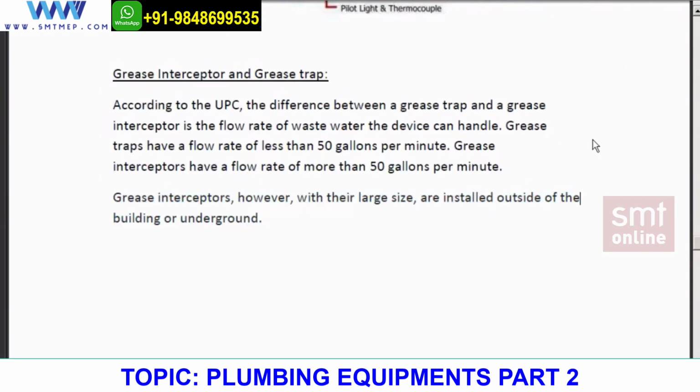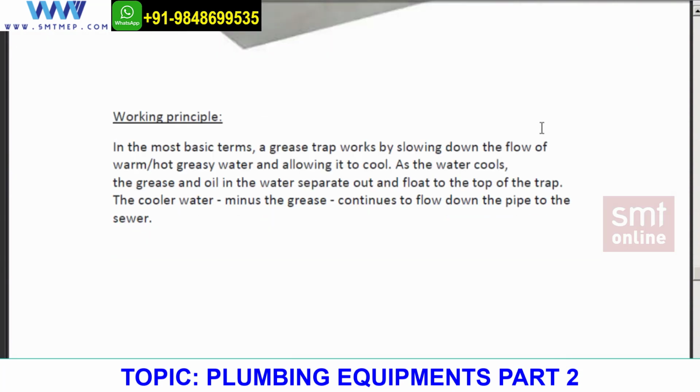Got it? Okay, this is how the grease interceptor and grease trap looks. So let's have some. This is what it looks like. The working principle I've already explained to you. Just let me read it out for you.